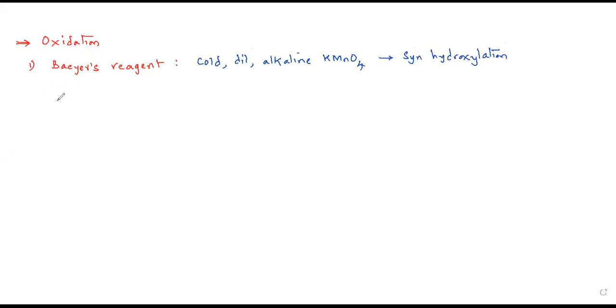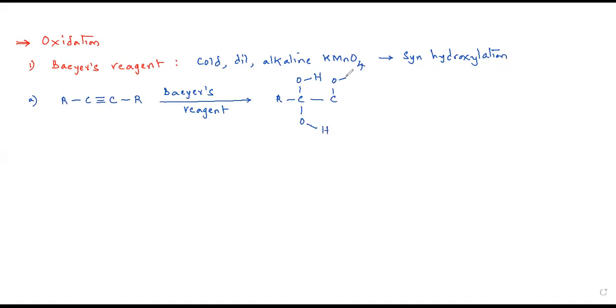Now let me give you the different cases in this. If a non-terminal alkyne is taken with the Bayer's reagent, then at the beginning, I mean in the first step, it will be hydroxylation across the multiple bond twice.